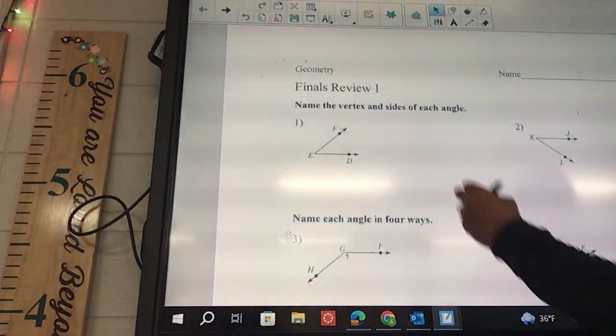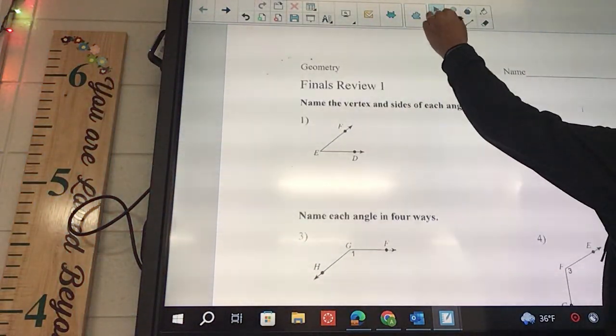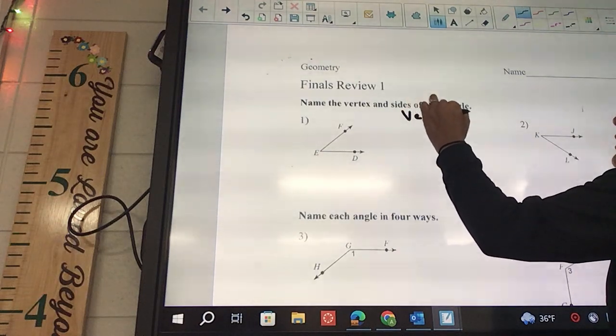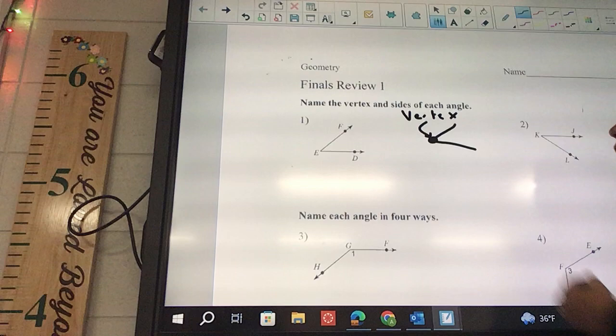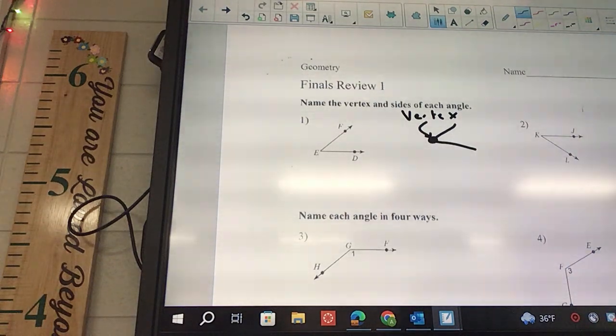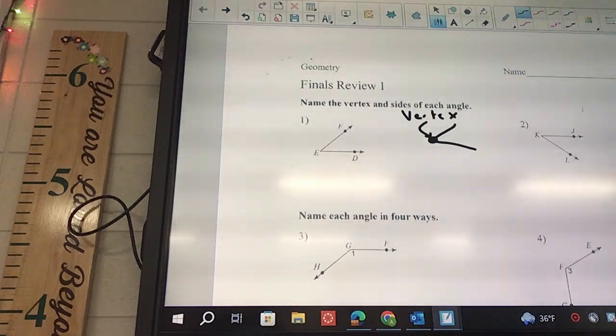The vertex, okay, the vertex is always going to be right here. Okay, that's always the vertex. So if we look at number 1, which one is the vertex? E. Okay, the vertex is E.